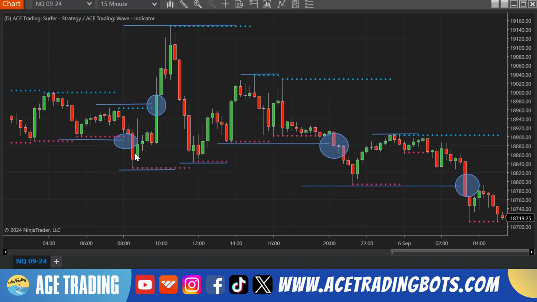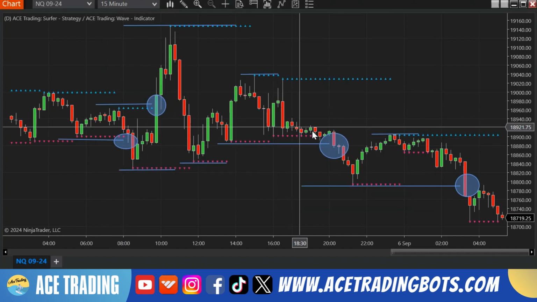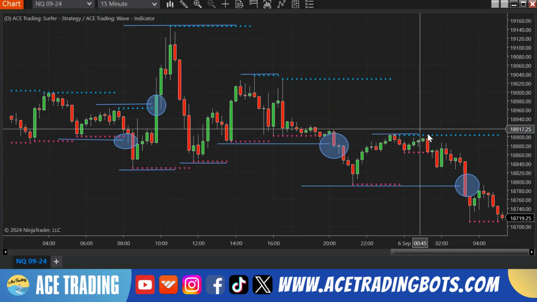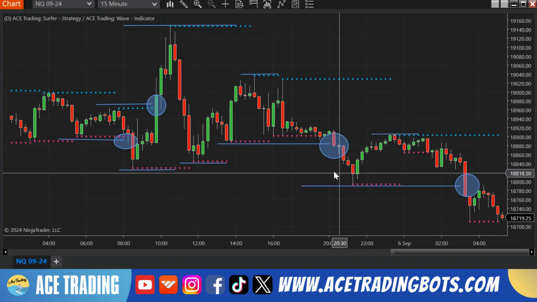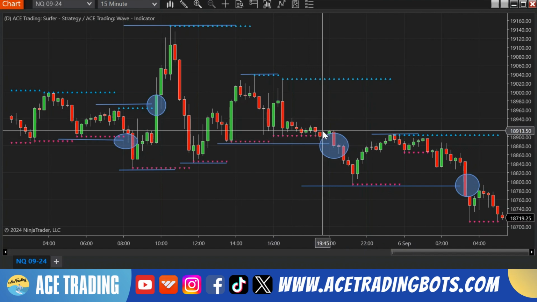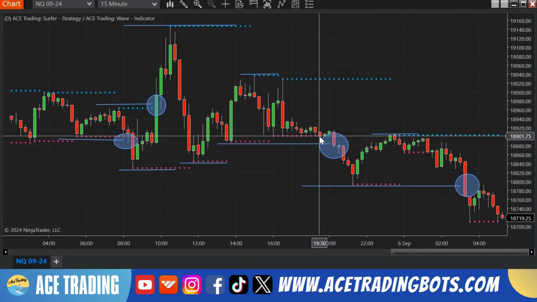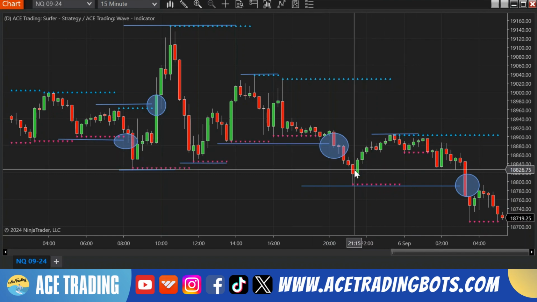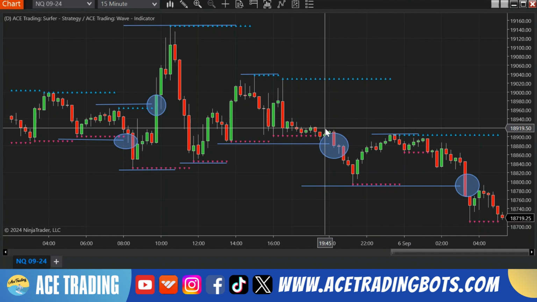So I'm going to put that on, and you can kind of see it's drawn these key pivot points for me. Okay, there's a couple of other pivot points in there, but you can see the ones I drew on the chart are actually drawn the same as our wave indicator. Okay, and what it's doing is every time the price breaks out of those particular waves, Surfer will surf those waves and take a trade. So let me add the strategy to the chart now.